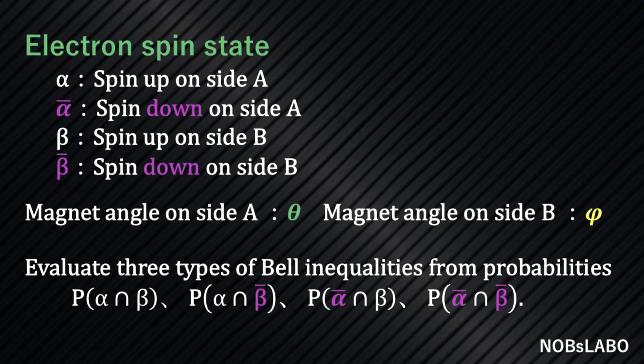Let event alpha be the A side spinning up and alpha bar be the A side spinning down. Furthermore, beta and beta bar represent the state of side B. Also, the angle of the magnet on side A from the z-axis is theta, and the angle of the magnet on side B from the z-axis is phi. When a pair of electrons in a quantum entangled state is emitted to side A and side B and passed through each magnet, the probability P, alpha intersection beta, is the probability that one electron's spin will be up on side A, and the other electron's spin will be up on side B. Also, events with a bar indicate that the spin is down.